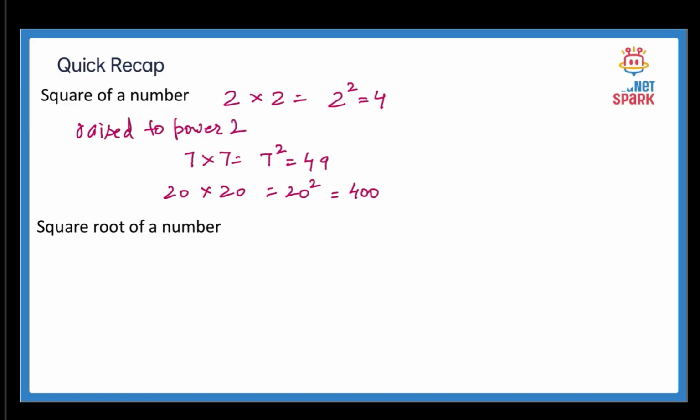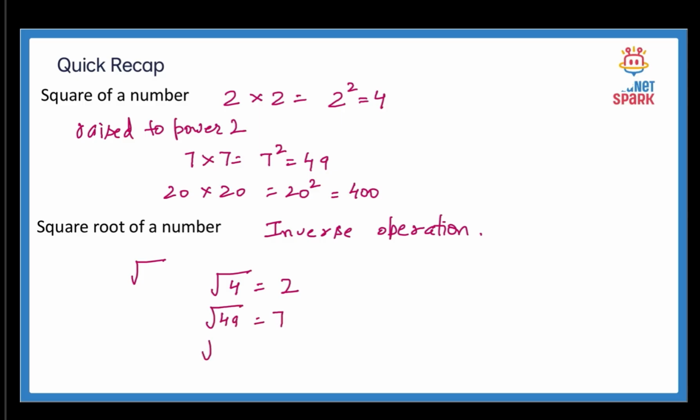We also have to know the square root of a number. Now, square and square root are inverse operations. Inverse operation means if I'm saying that the square of 2 is 4, that means 2 into 2 is 4, then the square root of 4 will become 2. This is the symbol for square root. So square root 4 is equal to 2. Similarly, square root 49 will become 7. Square root 400 will become 20. This was the concept that we discussed in the previous video.